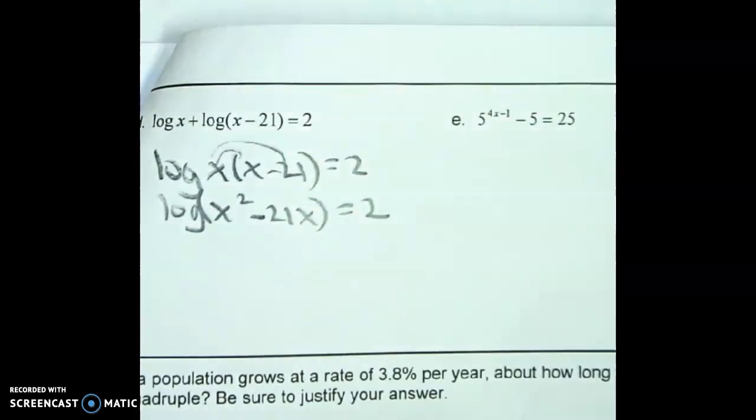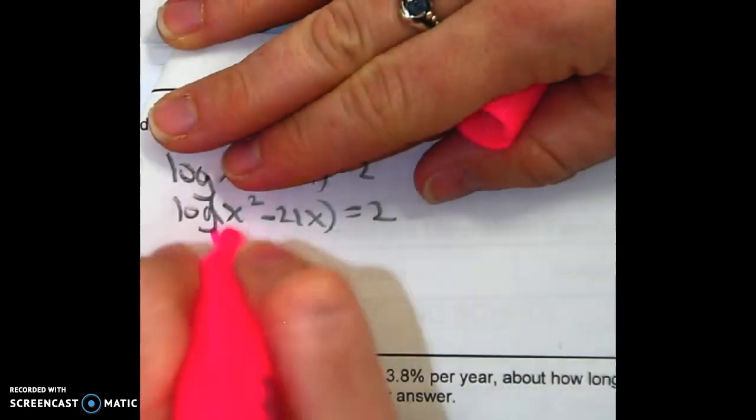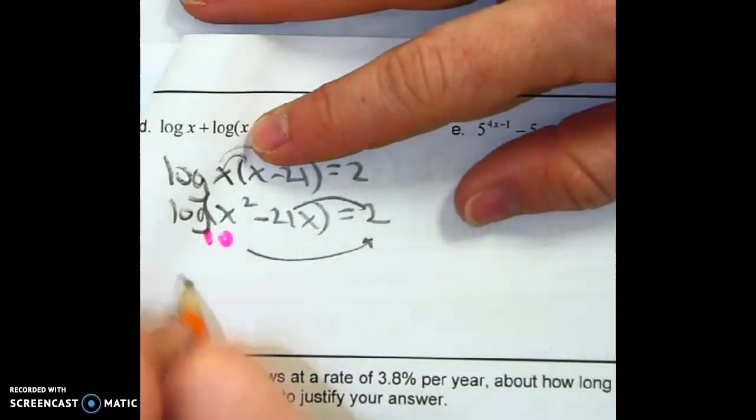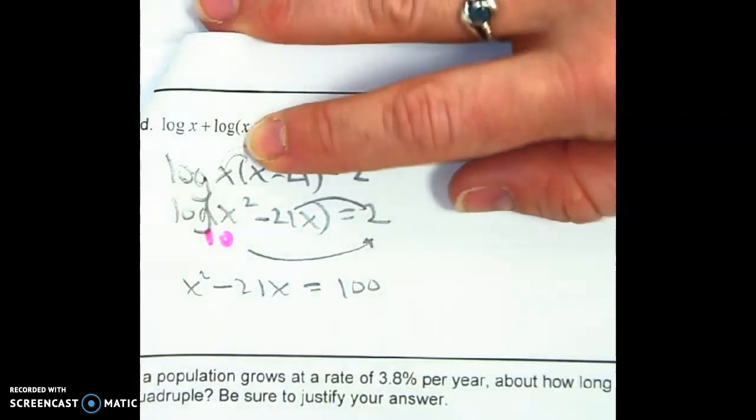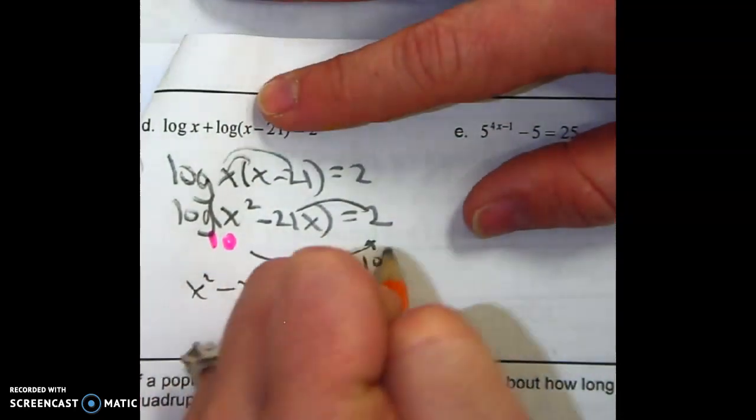Now there's nothing else I can do. I have to change it to exponential form. First I have to remember base 10. So x squared minus 21x equals 100, because 10 squared is 100. Okay, I should have shown that, 10 squared. I'm just out of space.